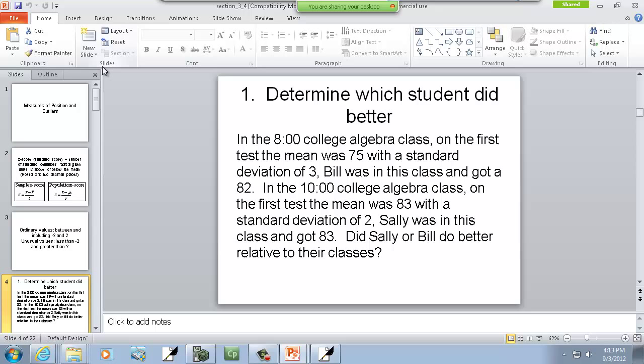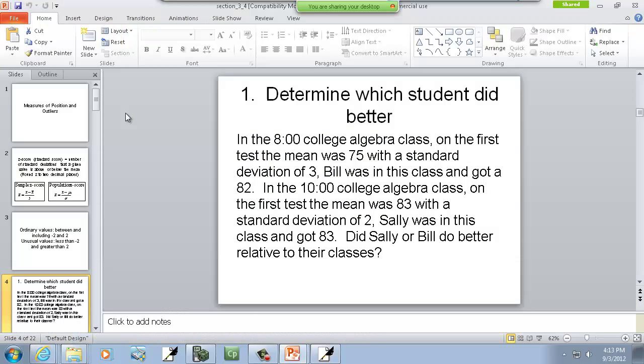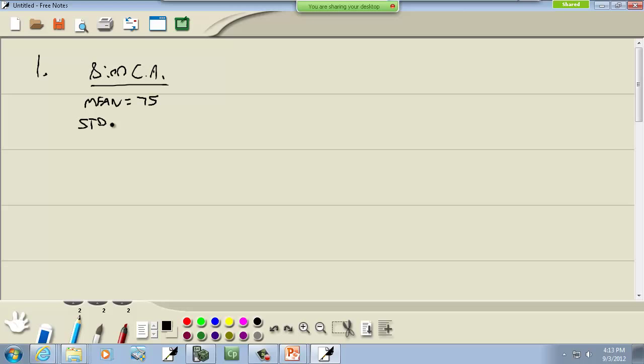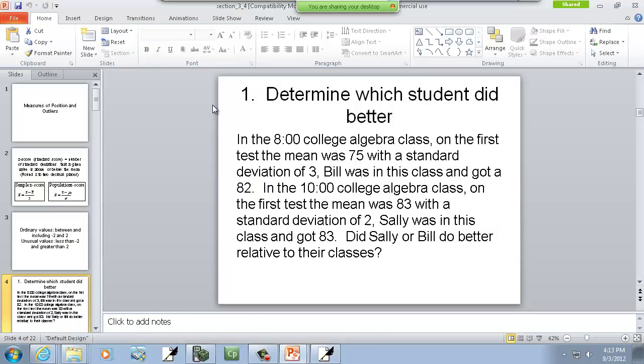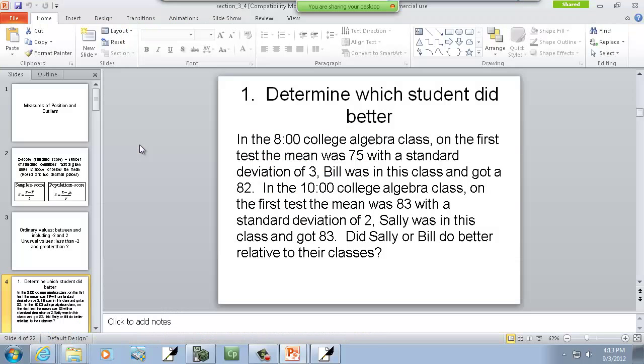Okay, in the 8 o'clock college algebra class, on the first test, the mean was 75 with a standard deviation of 3. So here's the 8 o'clock college algebra. And the mean was 75, and the standard deviation was 3. Bill was in his class and he got an 82. So Bill, that's our x value, was equal to 82.